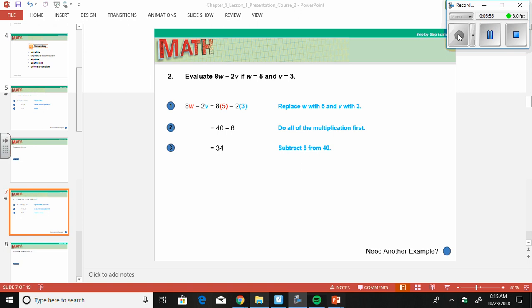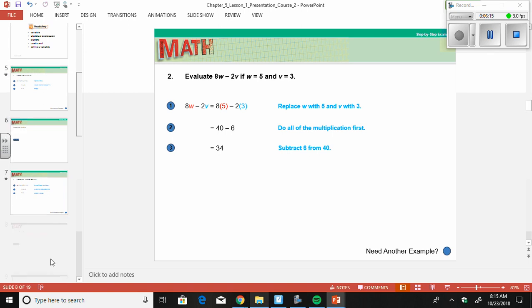Evaluate 8w minus 2b if w equals 5 and b equals 3. So here we have 2 things to substitute in. When we substitute them in, we get 8 times 5 minus 2 times 3. There's nothing to do inside the parentheses. There's no exponents. That takes us to multiplication. 8 times 5 is 40. 2 times 3 is 6. And then we can do the subtraction to get 34.